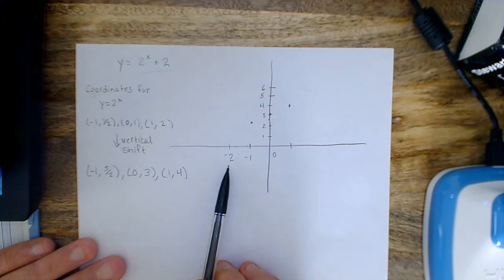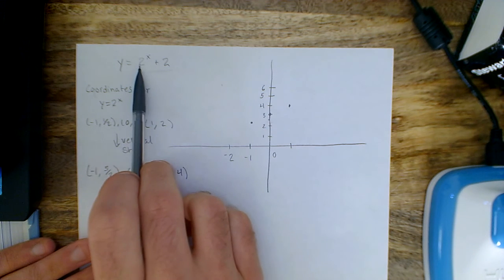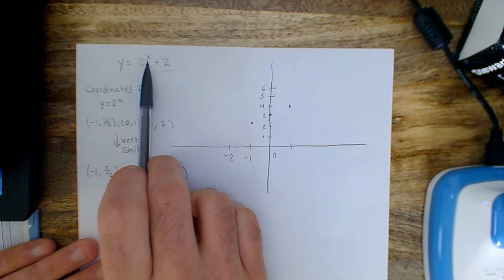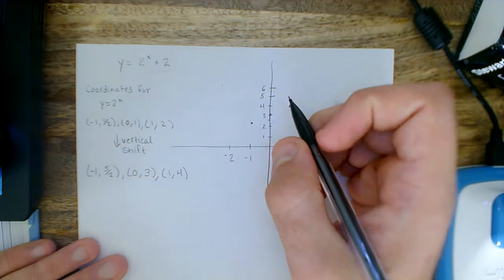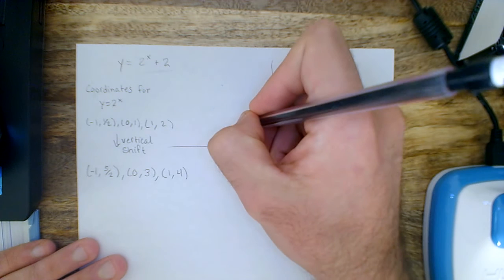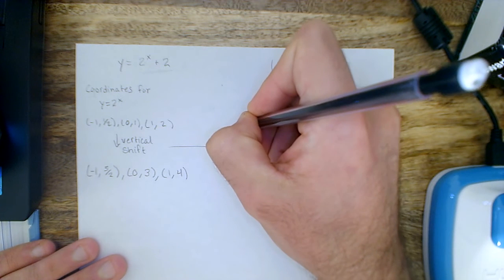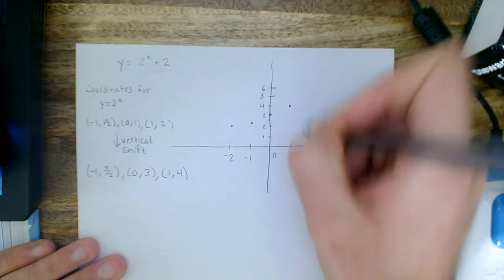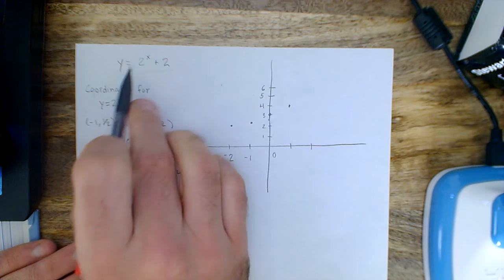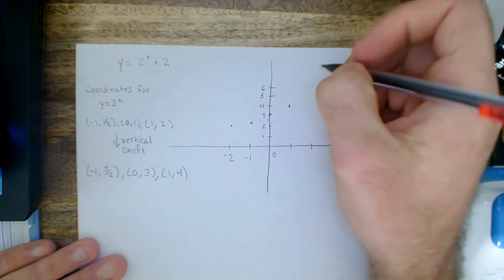If I put in -2 for x, it's y equals 2 to the -2, which is 1/4, plus 2. So 1/4 plus 2 is 9/4, so you can put it just above 2. And if I plug 2 in here, it's 2 squared, so 4 plus 2, so that goes up to 6.